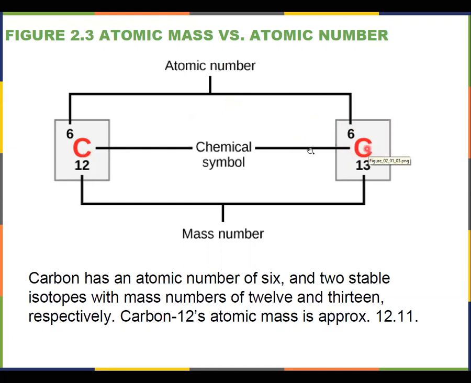What is the difference between these 2 carbons? The first carbon has how many neutrons? Mass is 12, right? So basically 6 protons.